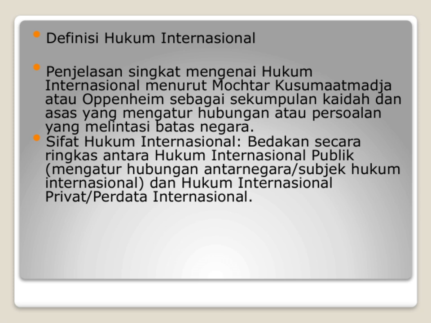Now, international law has two main branches. Public international law deals with relationships between countries or international legal subjects. Meanwhile, private or civil international law focuses on conflicts between individuals or entities across different nations. Understanding this distinction is key to grasping how international law functions.